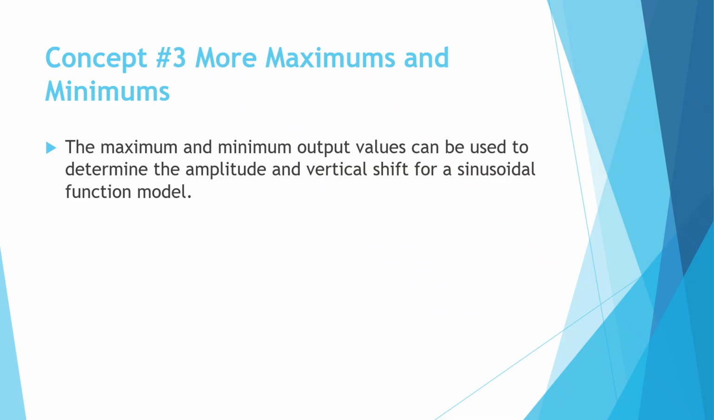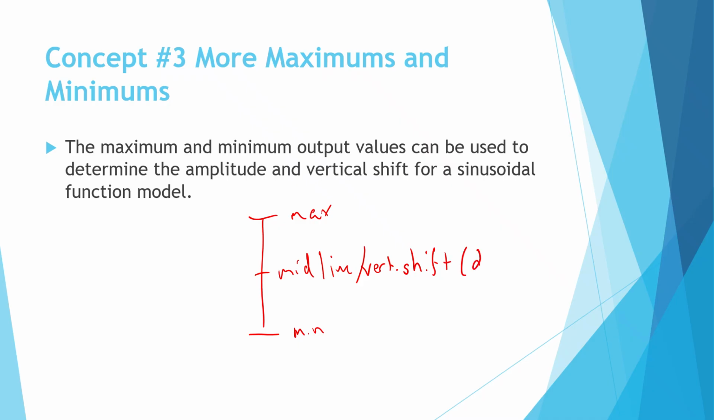All right, concept number 3, more maxes and mins. The maximums and minimums can be used to determine the amplitude and midline or vertical shift for a sinusoidal model. Basically, if you know your max and you know your min, you can find halfway in between them to get your midline, right? That's also your vertical shift, which is your D value.